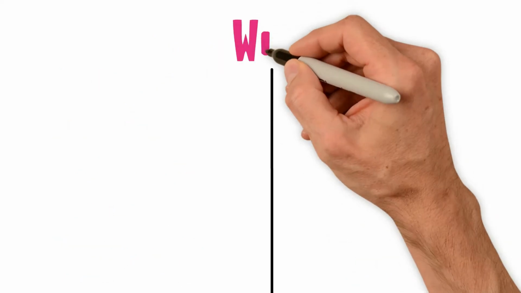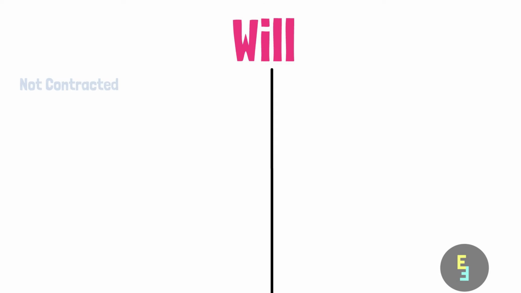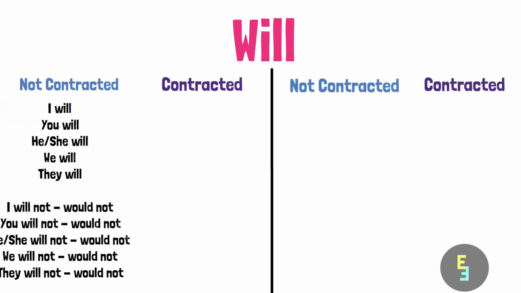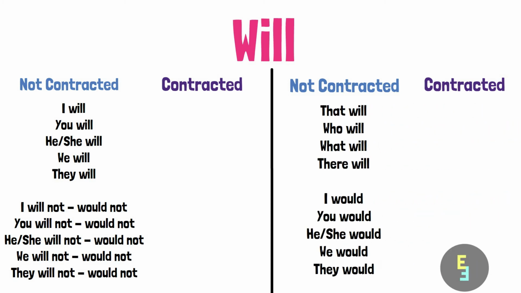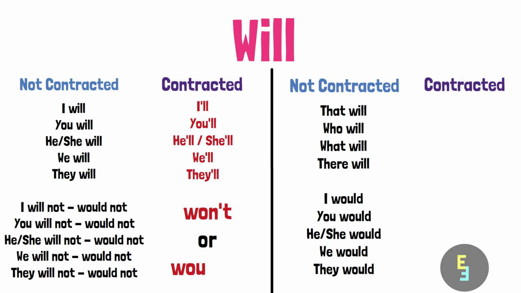Now, let's move on to the words contracted with the verb will, together with its past tense form would. I will becomes I'll. You will becomes you'll. He or she will becomes he'll and she'll. We will becomes we'll. They will becomes they'll. Observe how the next set are being contracted. Using the verb will plus the word not, the contracted form is won't. But when using the verb would plus the word not, the contracted form is wouldn't.